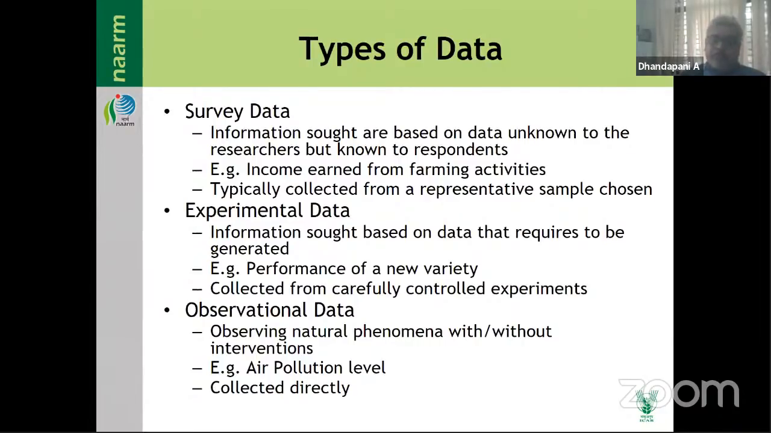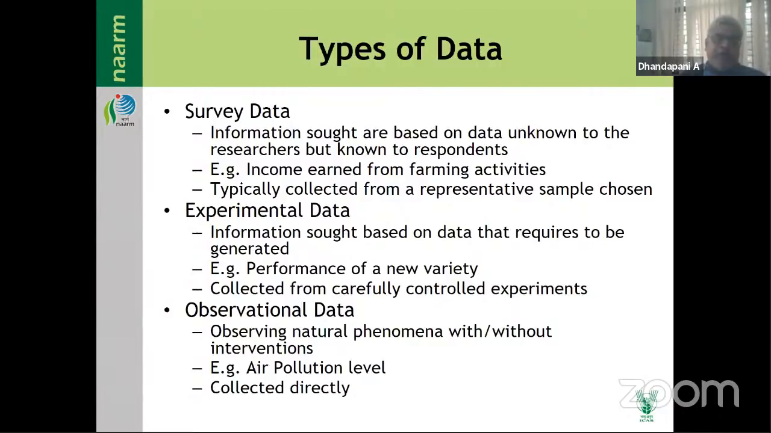The third aspect, which is again very important but usually neglected, particularly in social sciences, is observational data. Observational data is where you are observing natural phenomena. You may intervene or you may not intervene. Some of the work done by Abhijit Banerjee is a kind of survey and experimental data. That is basically observational data with some kind of intervention. You apply something and you don't apply something, or you intervene or you don't intervene. The issues in observational data are something different. We will not be discussing much about it.